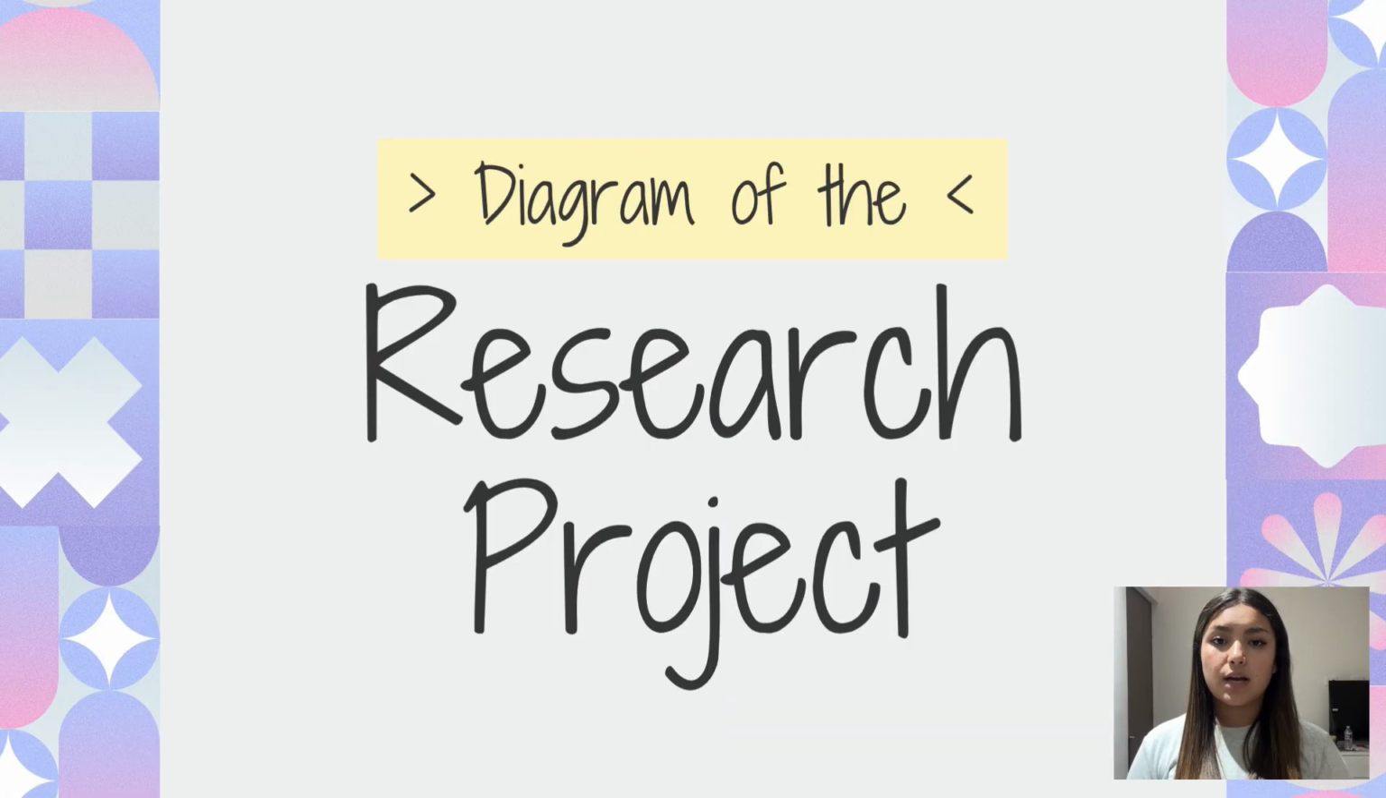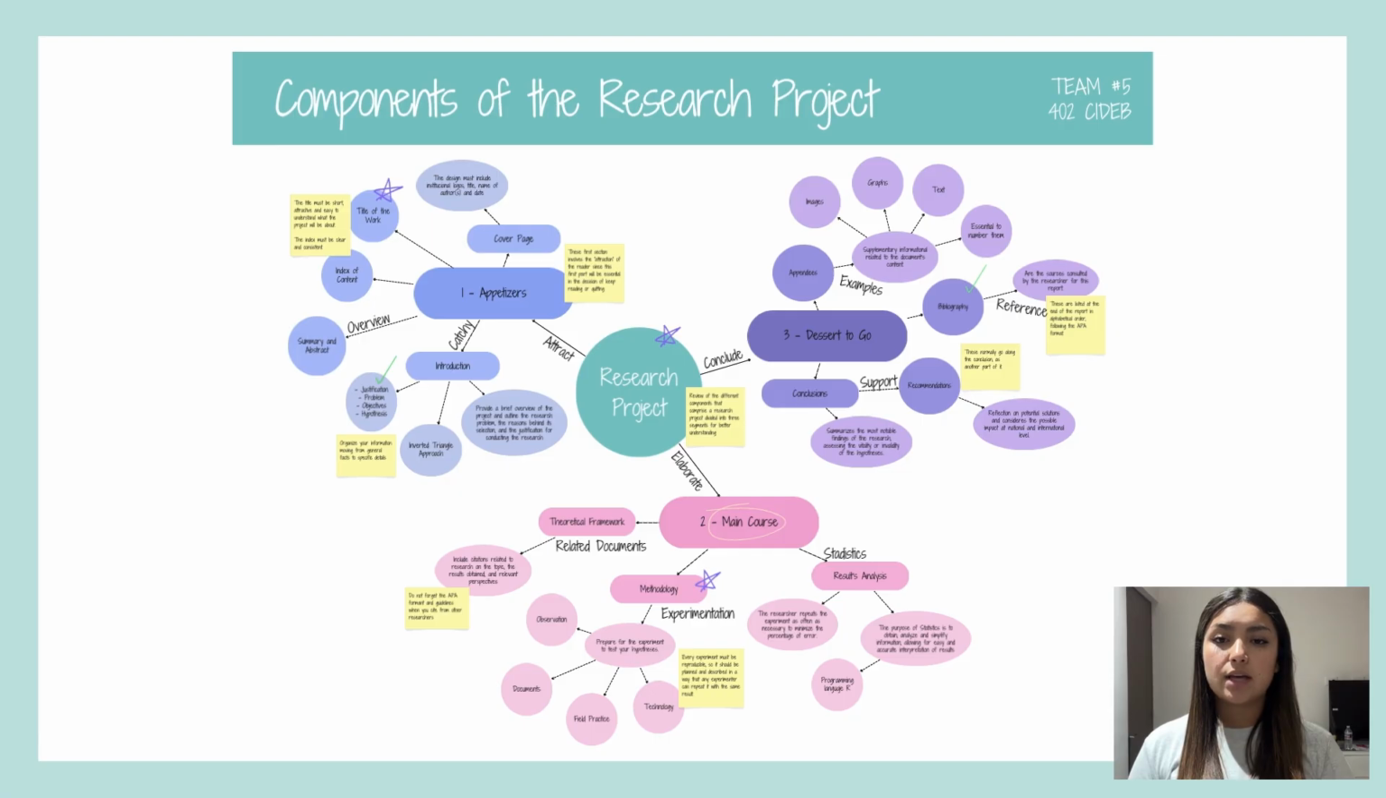This diagram organizes the phases of a research project through a culinary analogy divided into three stages. The appetizers, which serve as an engaging introduction to hook the reader through the cover page, abstract, and an introduction using an inverted triangle approach.